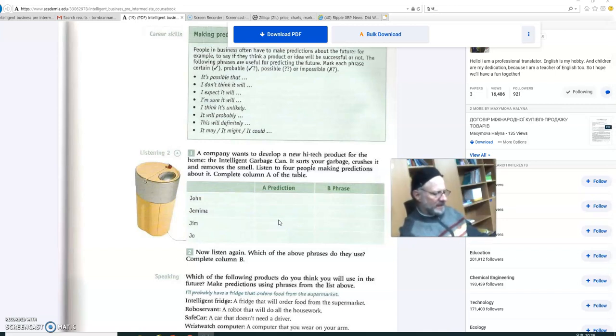It's a great product idea. It will solve all our garbage problems. This will definitely be a big success.